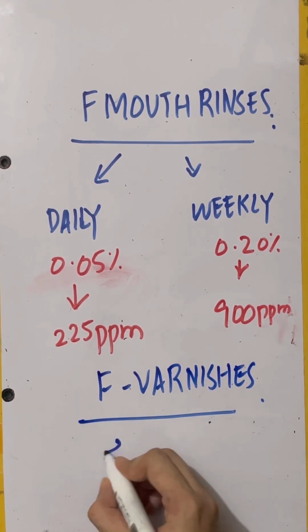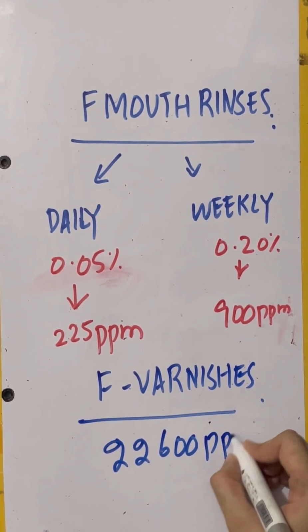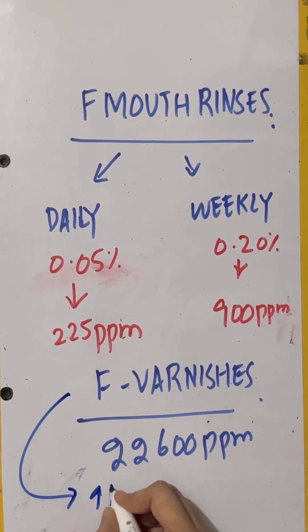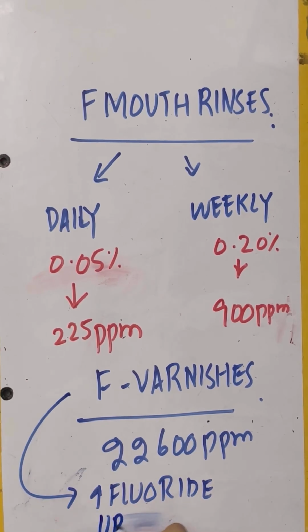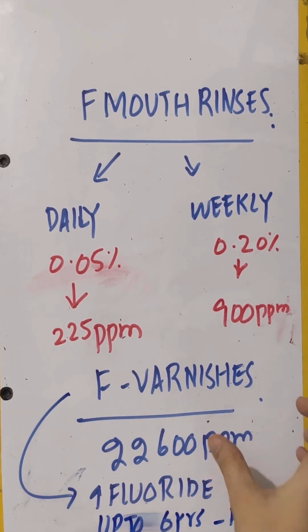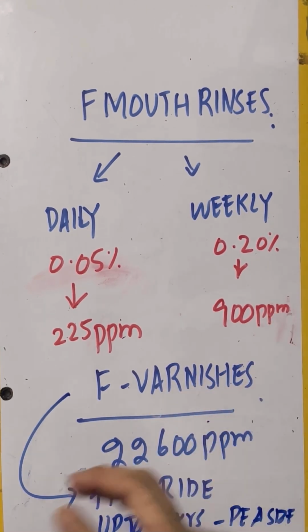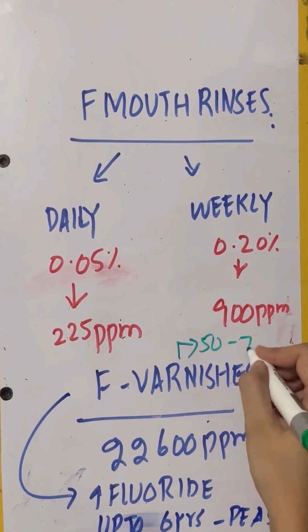Fluoride varnishes contain 22,600 ppm. Varnish is a source containing a lot of fluoride. Up to 6 years, we give pea-size varnish to children. There are fewer chances of toxicity in varnishes as compared to gels, and they decrease caries by 50 to 70%.